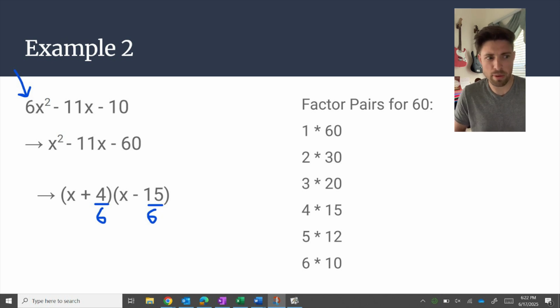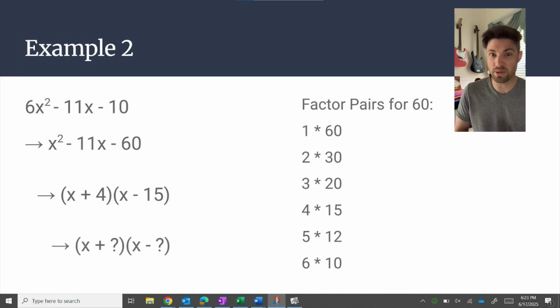Okay, 4, not divisible by 6. 15, also not divisible by 6. Okay, so what's going on here? Well, what's going on is that this trick does not always work, right? There's a limitation to it. And I actually can play around with it and figure out a way to still make it sort of work. But it makes it more complicated. It makes it more difficult than what I'm just seeing online, right?